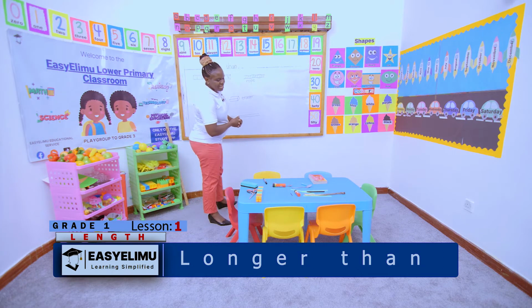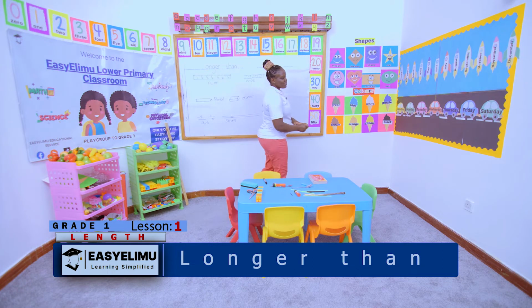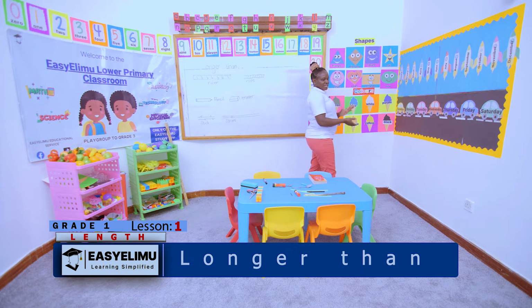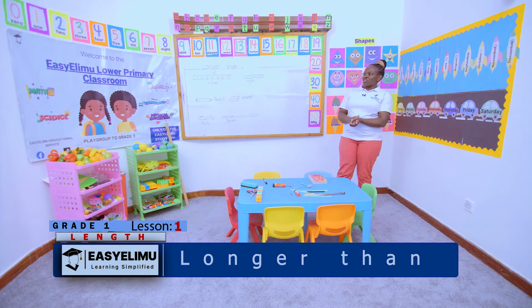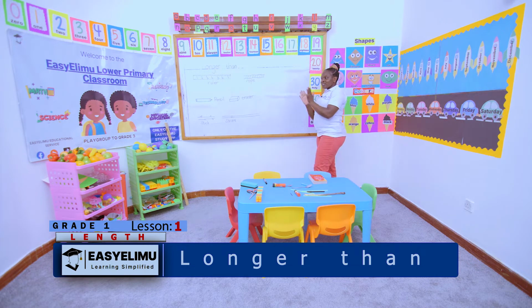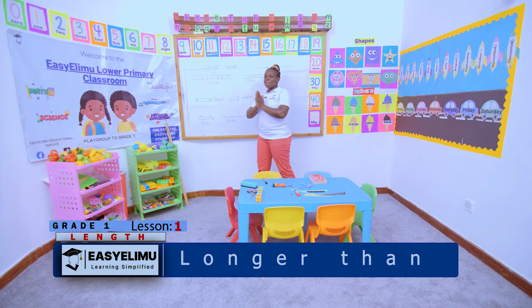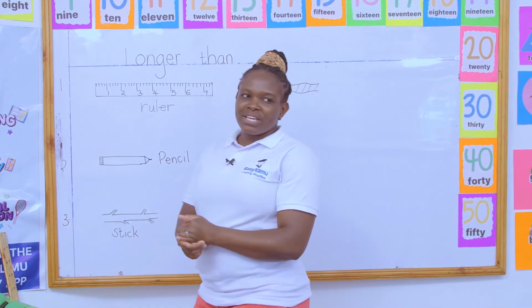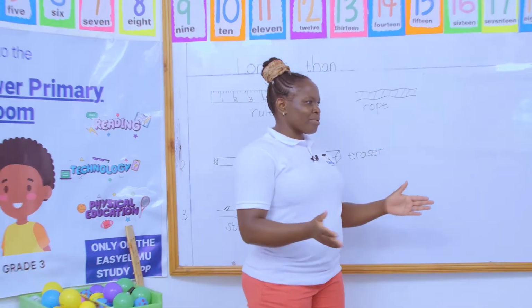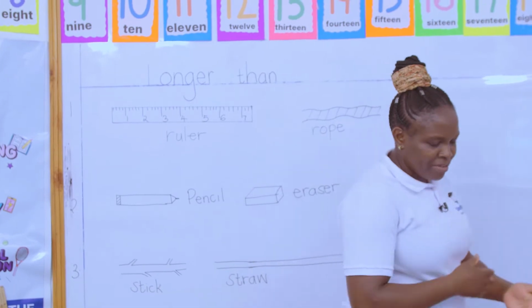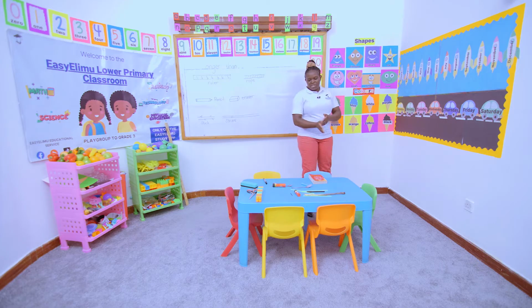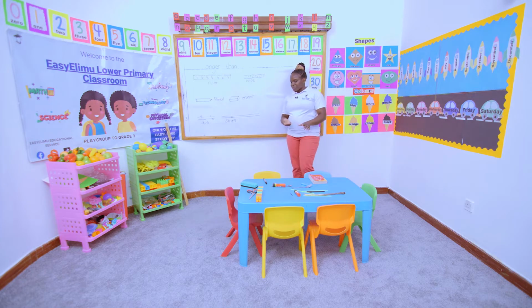Young pupils, we have been here, we've talked a lot. We started with the numbers, we went to addition, we went to subtraction. Now we are on the second strand where we are talking about measurement. When you hear the word measure, what comes in your mind?